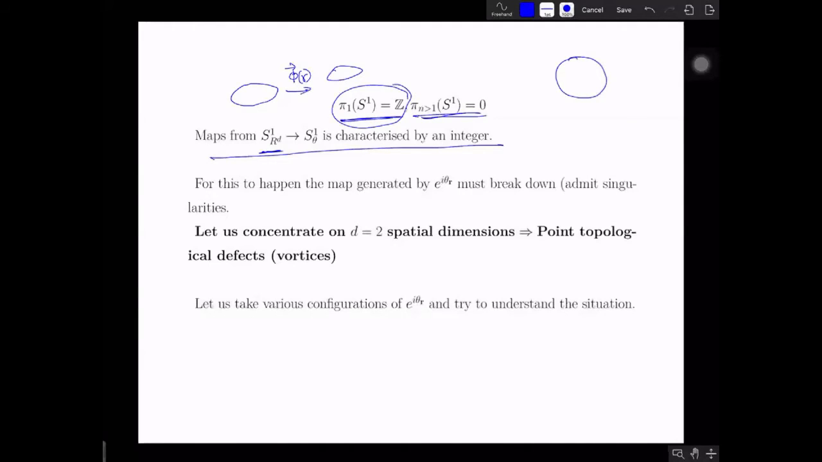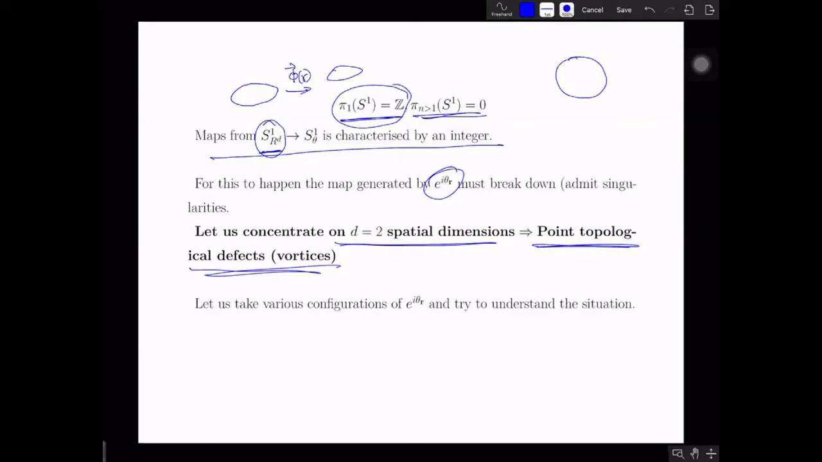And the fact that in R^D the loops are simply contractible, they can be continuously deformed to a point, means that one would expect this mapping to be trivial. But the fact that this mapping turns out to be non-trivial means that this order parameter mapping has singularities. It's not continuous. So there is some problem with the mapping at discrete points in two-dimensional space. So let's focus on two spatial dimensions. These are the points where we have the topological defects, which in this case are vortices.